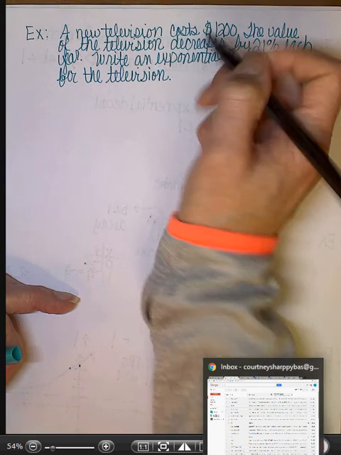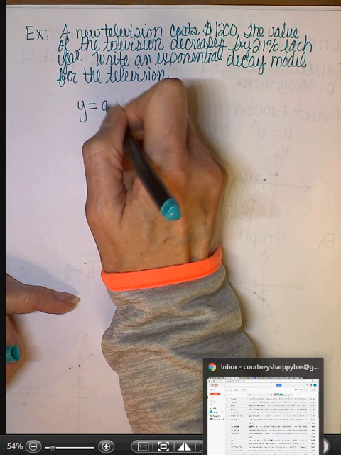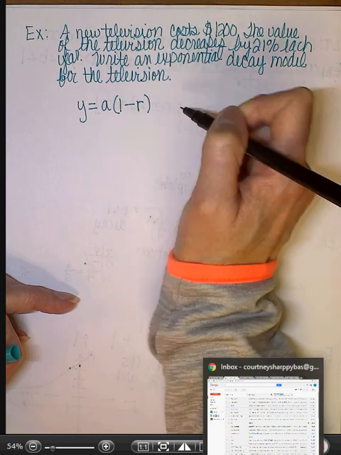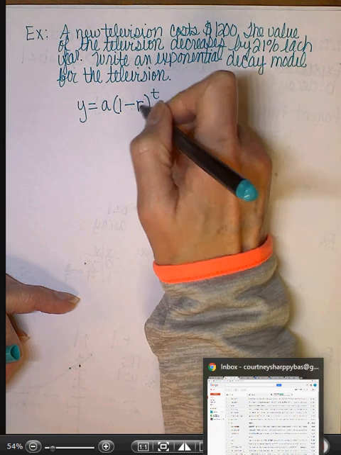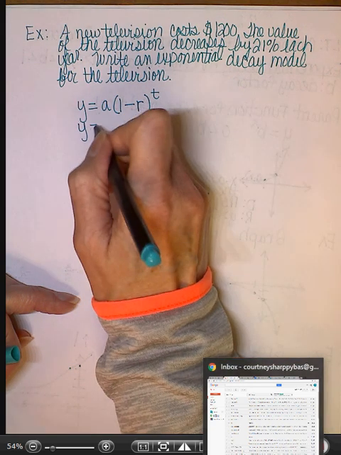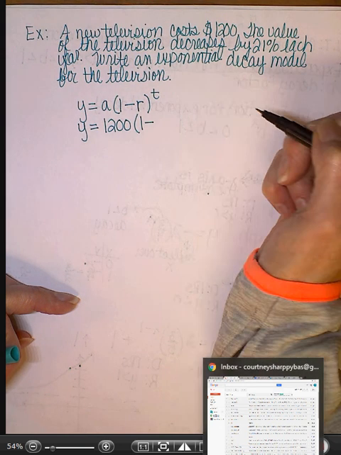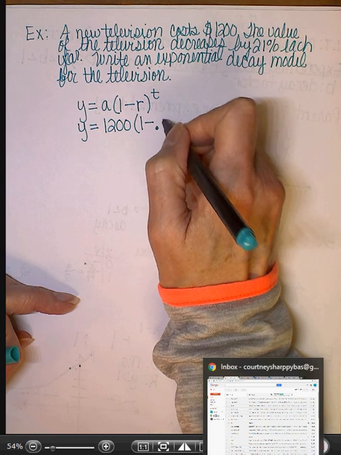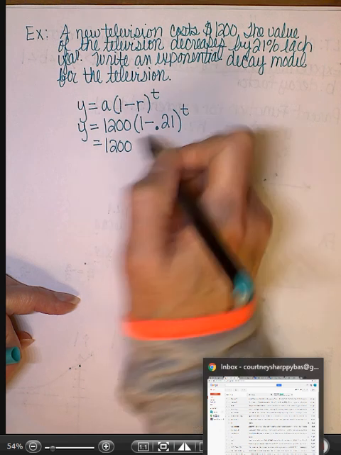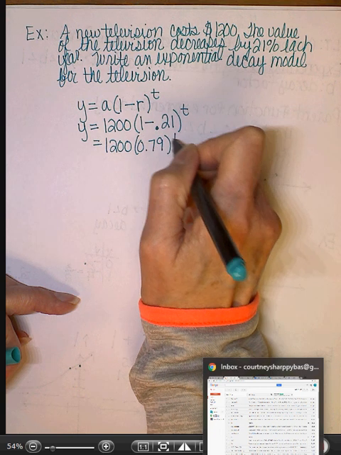All right. So remember when we had growth, we had to do 1 plus the interest rate, but since we have decay this time, we need to do 1 minus the interest rate. And that'll give us a number less than 1 in the parentheses. So in this example, the initial value of the TV, remember that's a, is 1200, and then we have to change the interest rate to decimal form. If we do 1 minus 0.21, we get 0.79. So this would be our model.